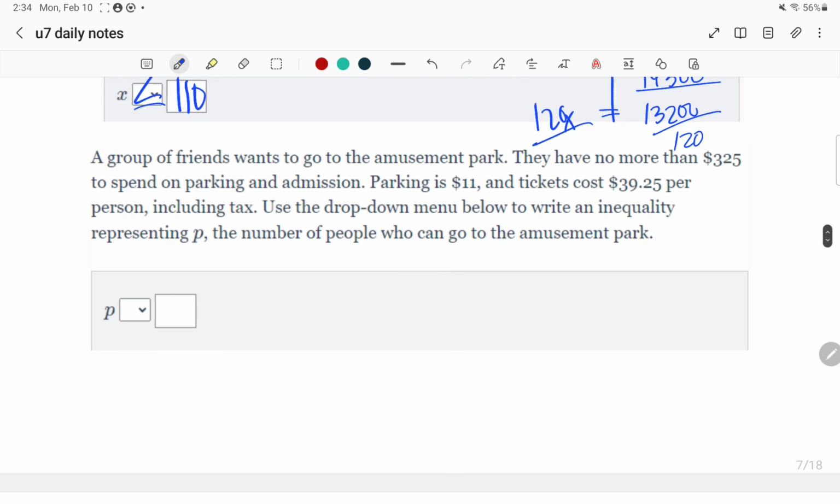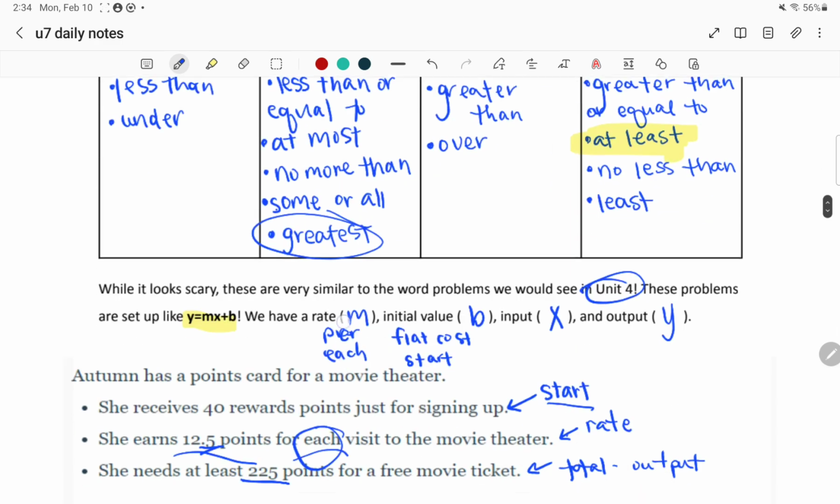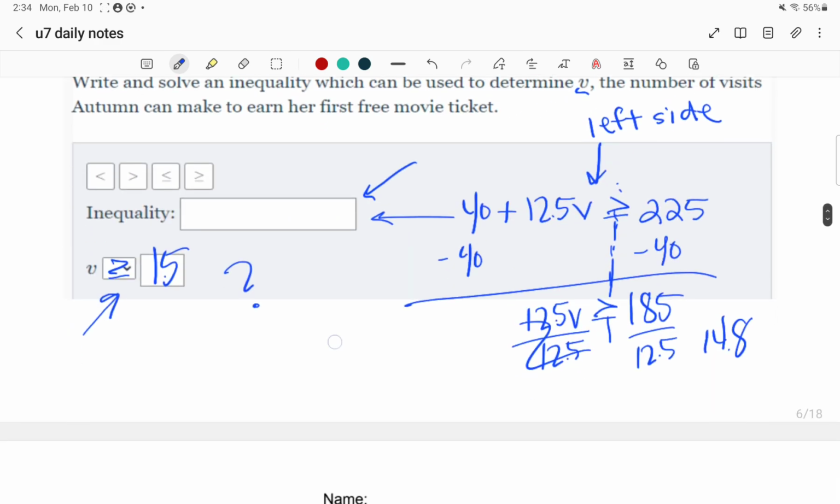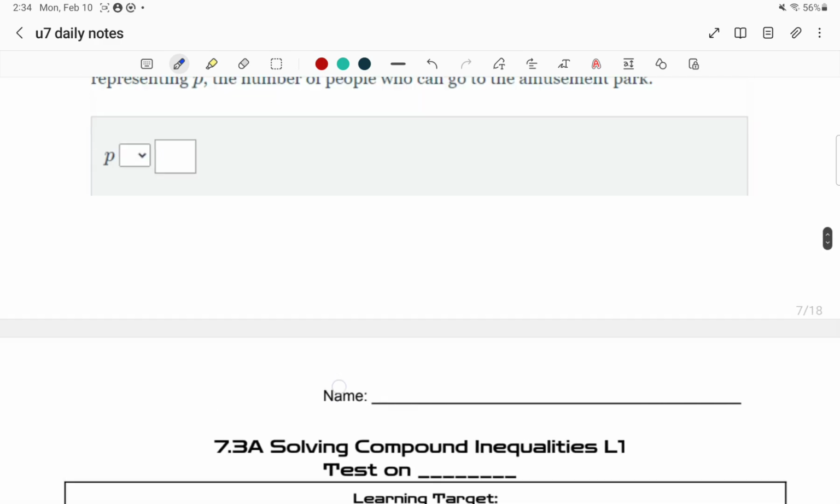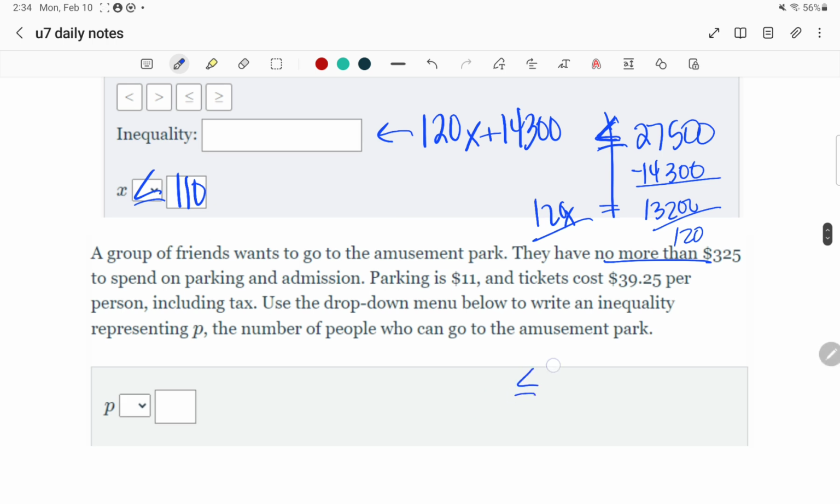Last one. A group of friends want to go to an amusement park. They have no more than, so I'm going to go up here. No more than is less than or equal to $325 to spend on parking and admission. Parking is $11. I'm only going to park once, so that's going to get added only once. But I have more than one person, and every person costs $39.25.